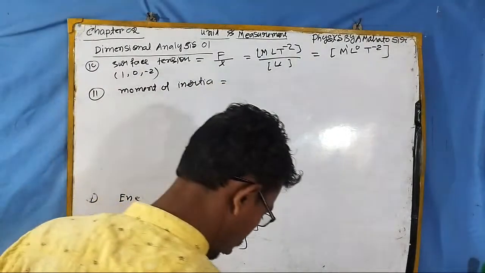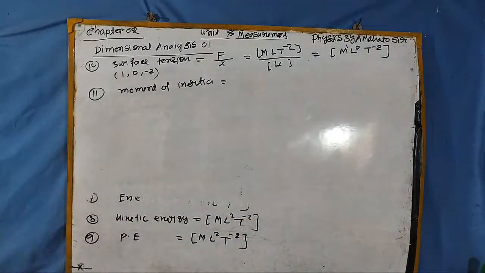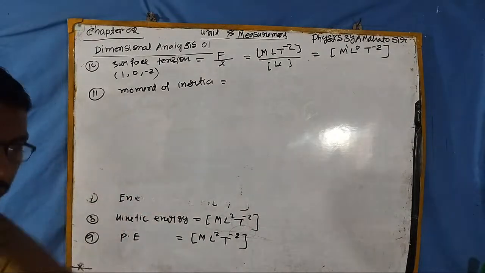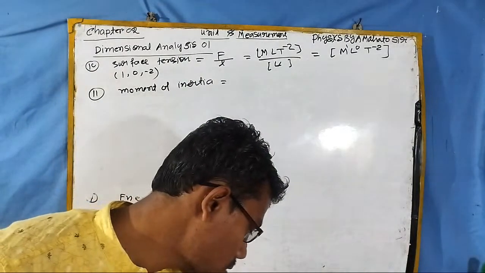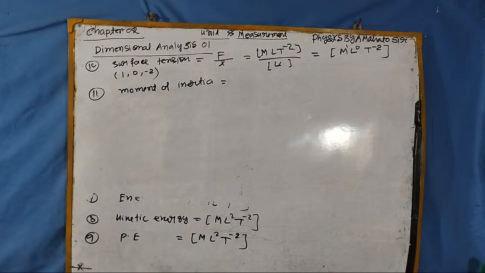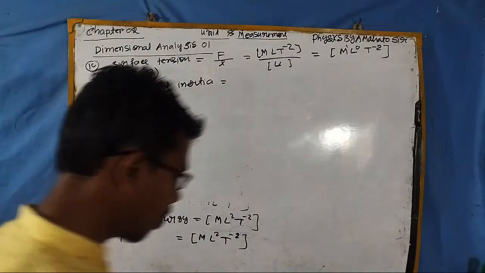Moment of inertia. Now, the definition of moment of inertia: mass into perpendicular distance.